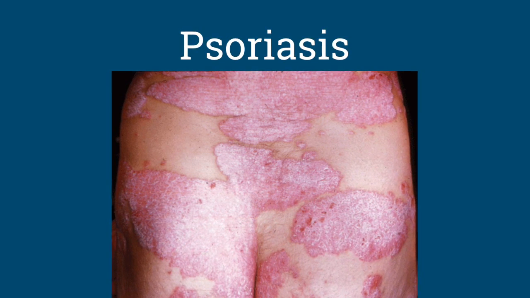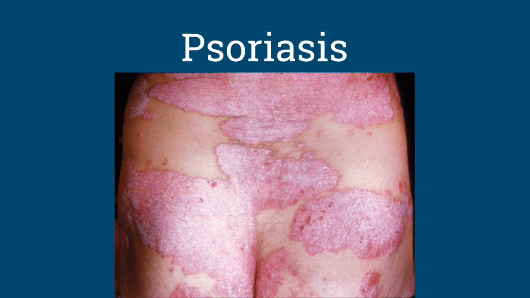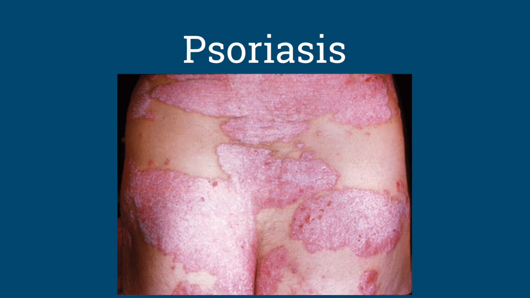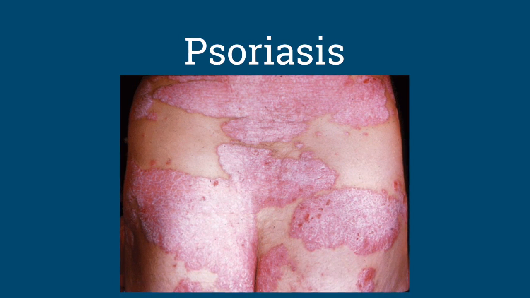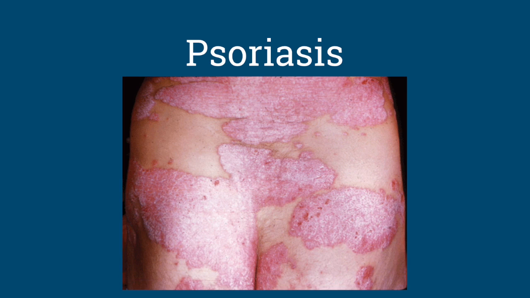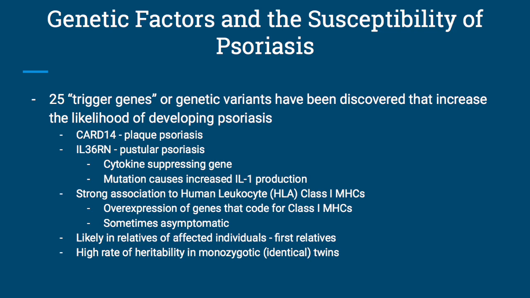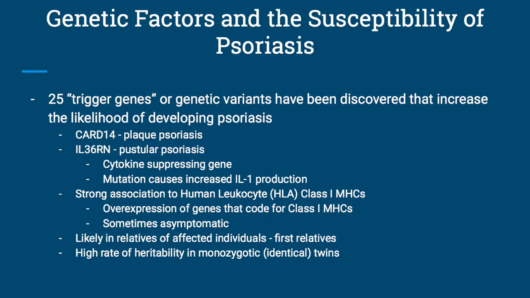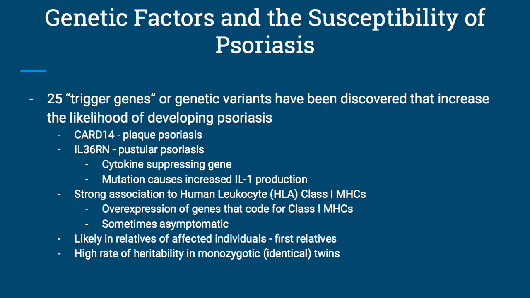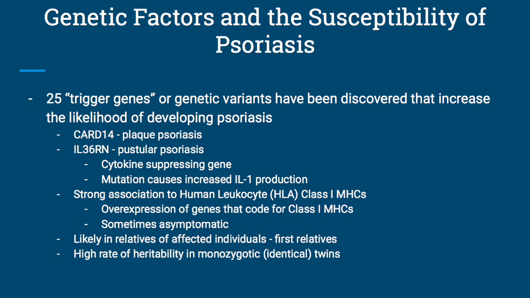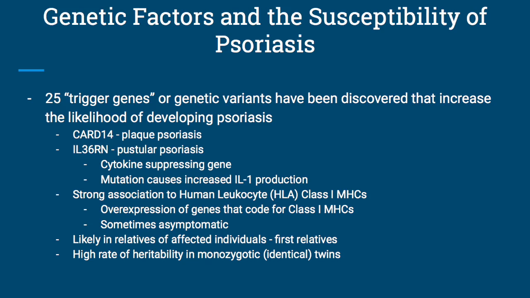This can be described as a common chronic persistent or relapsing skin condition, and our topic is going to cover the genetic and the environmental causes of this pathology. Both the patient's genetics and their environment play a role in psoriasis. Genetic factors tend to increase a person's susceptibility. Scientists have discovered 25 trigger genes or genetic variants that can increase the likelihood of developing psoriasis.